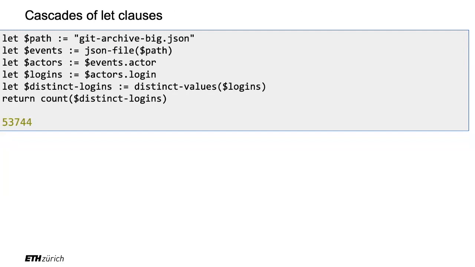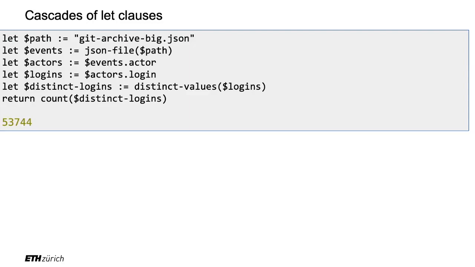But there is a simpler way here to do a cascade of lets. Instead of having this huge, big query where you nest things, you just do it step by step. First, what's the path? It's git-archive-big.json. Then I get my events. These are those coming from the JSON file. $events will be a sequence that potentially contains billions of items, right? In a single variable, you can do that, right? So events is a huge sequence. Then actors is events.actor. That's also probably a huge sequence. The logins also.